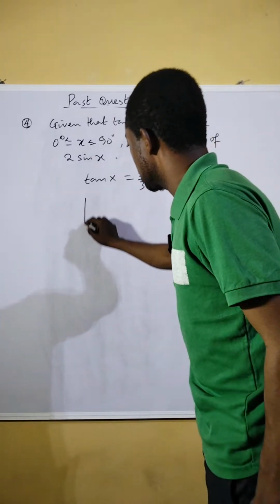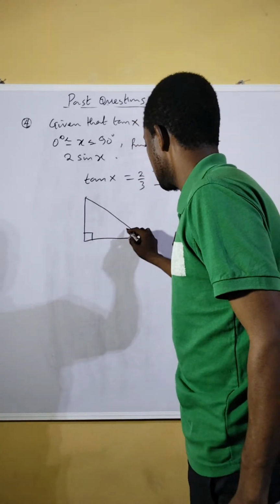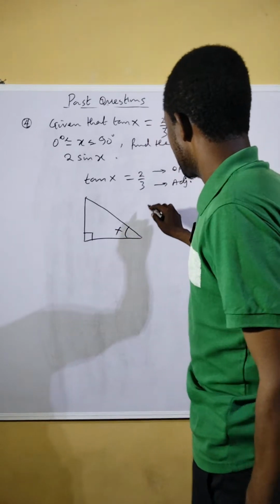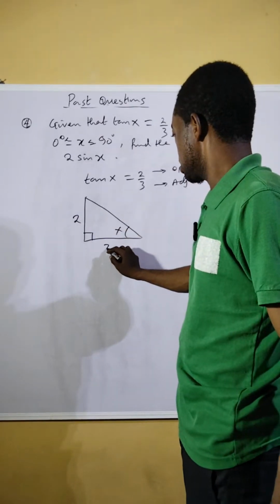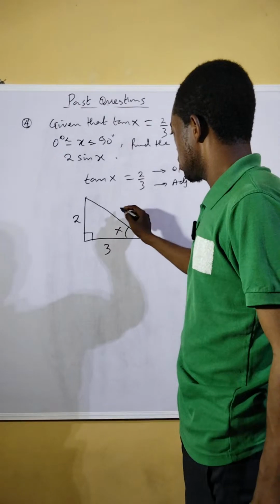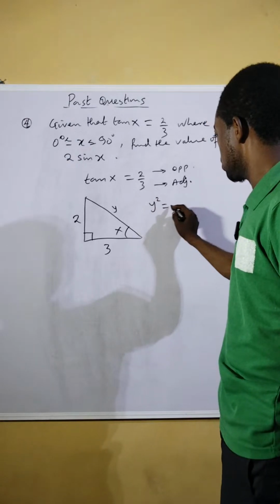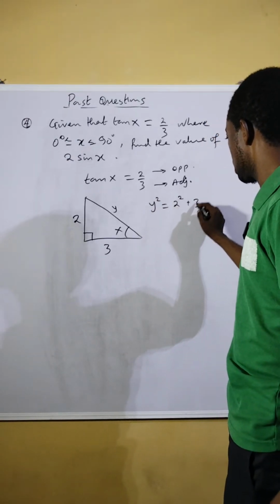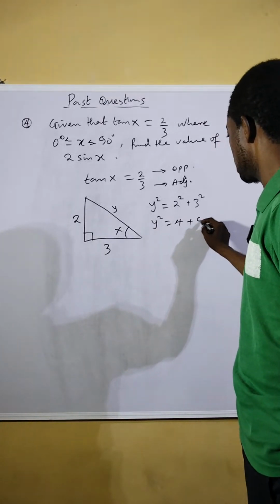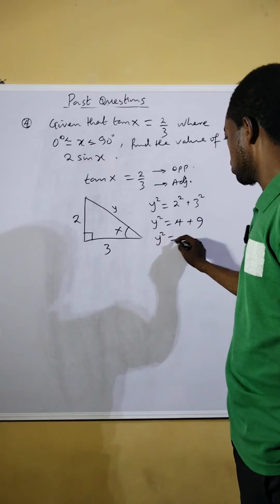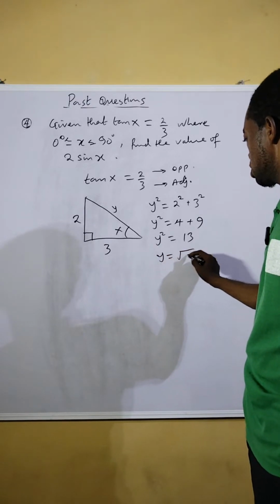And when we demonstrate that in a right angle triangle, we have the triangle as a right angle. Let's call this angle x. Of course, the opposite of this angle x, 2, will be here, and the adjacent, 3, will be here, and this side is the hypotenuse. You can use a letter, call it y. And from Pythagoras theorem, y squared will be equals to 2 squared plus 3 squared, which implies y squared equals to 4 plus 9, 13. Take the square root on both sides. That means y is now equals to root 13.